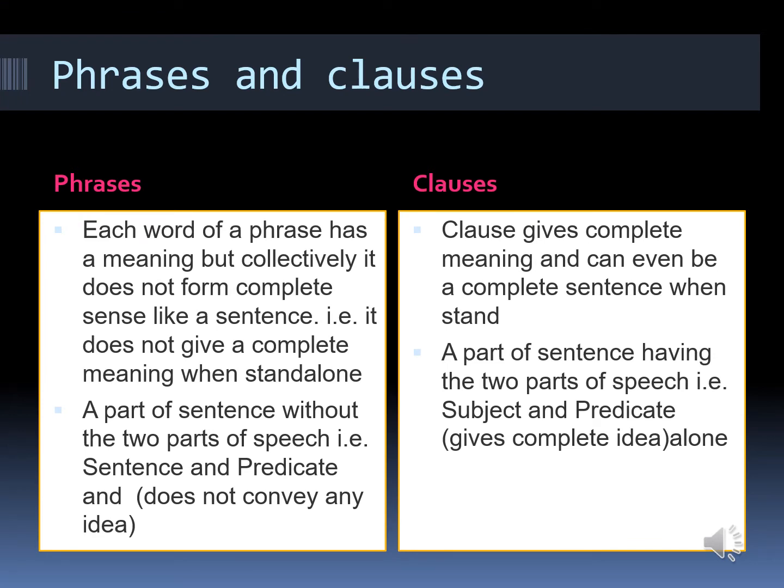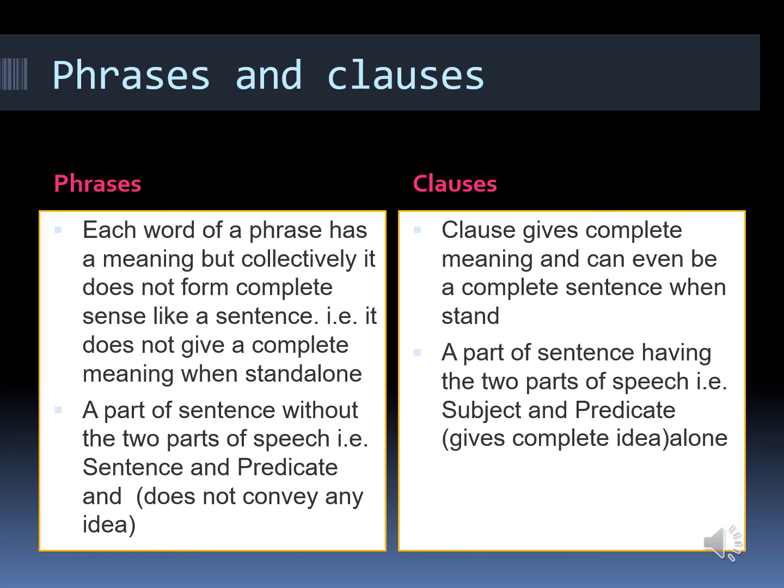Okay, so in a phrase each word has a meaning, but collectively it is not forming a complete sense like a sentence. So that is another main difference apart from finite and non-finite verb. Phrases will not give you a complete thought, whereas clauses will give you a complete thought. A phrase cannot stand alone and will not give you a complete meaning, whereas a clause can stand alone. A clause is a part of the sentence having two parts, that is subject and predicate, and it can stand alone. Whereas a phrase is a part of the sentence without subject and predicate, and it does not convey any idea.